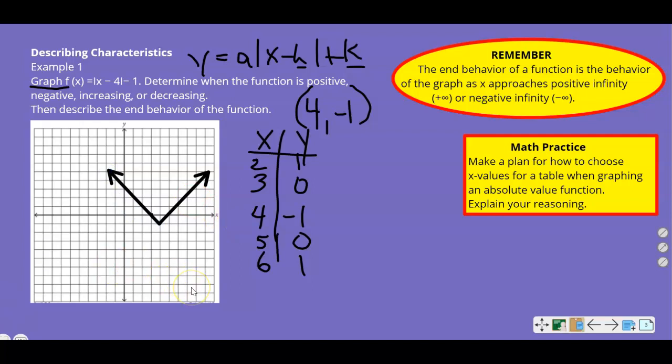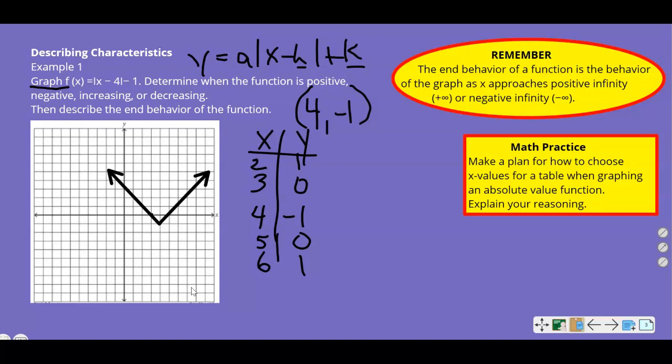All right, so now we have graphed f of x equals absolute value of x minus 4 minus 1. Now it says determine when the function is positive, negative, increasing, or decreasing. Then describe the end behavior of the function. All right, so let's first look at positive and negative. The x-intercepts are 3 and 5.